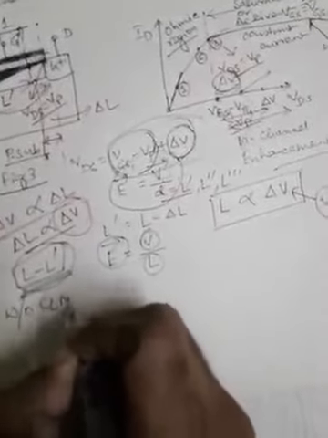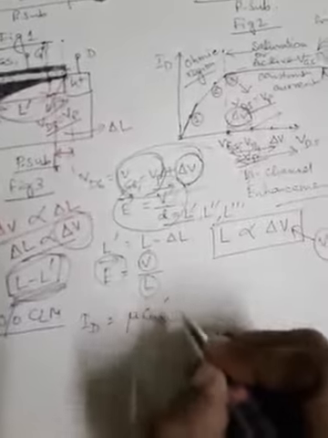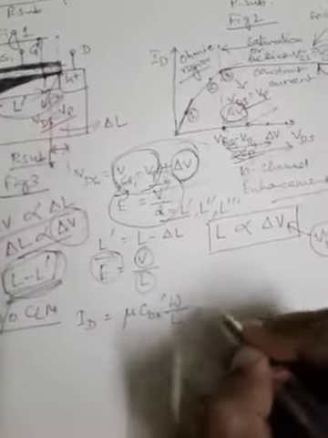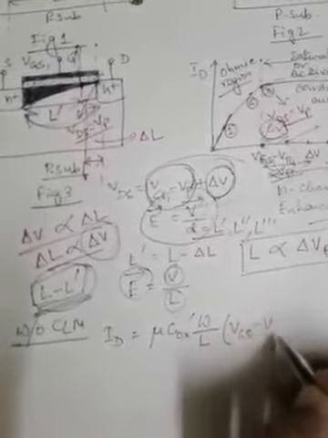Now let us find the drain current expression with CLM and without CLM. Let us first find it without CLM. ID is the drain current. The expression is, as you know, mu Cox prime W by L, VGS minus VTH whole square, divided by 2.